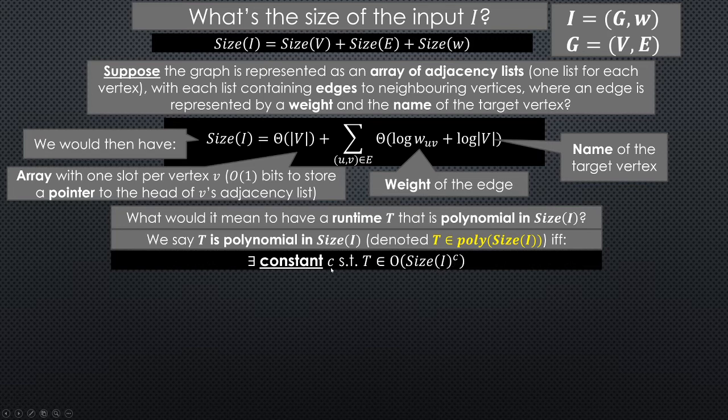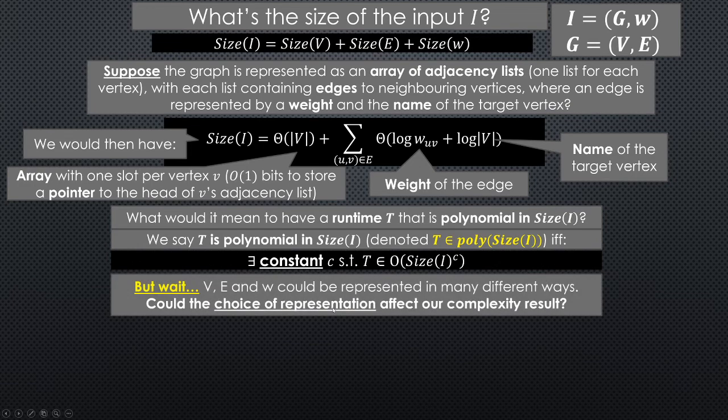Okay, so fix a single c. This is like c is going to be like 100. You're going to show that for my algorithm, it's at most the size of the input to the 100. So it's a fixed 100 that works for all possible inputs of all possible sizes. If you can show that, then you've shown that your solution runs in runtime that's polynomial in the size of the input.